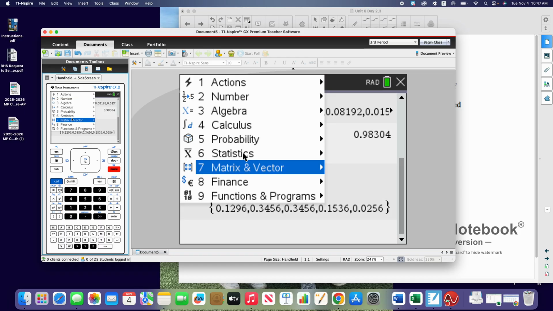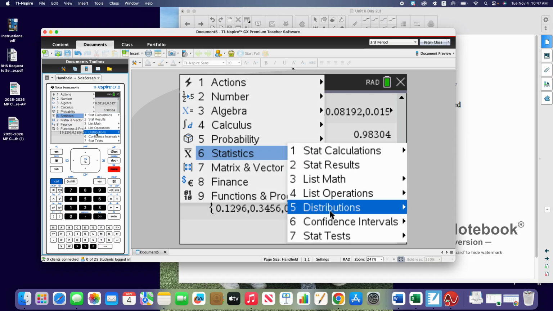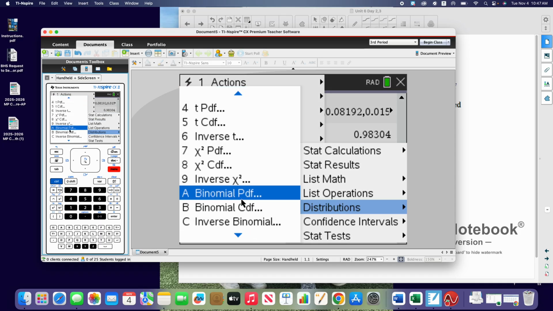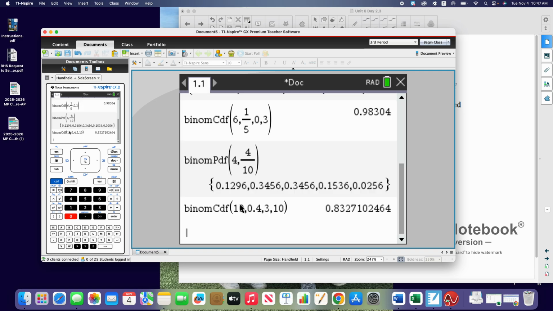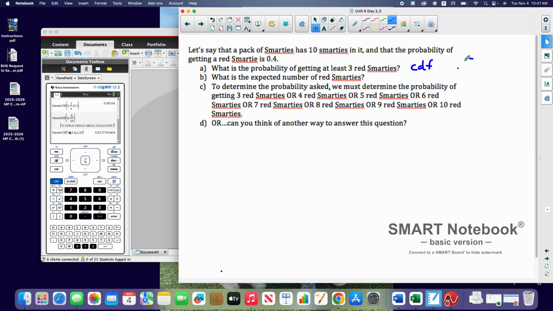I hit enter, but it didn't enter it. Let me try that again. So statistics, distributions, CDF, and I got 10, 0.4, 3, and 10. All right, there you go. 0.833 is what we'd say here. Is that what you got?